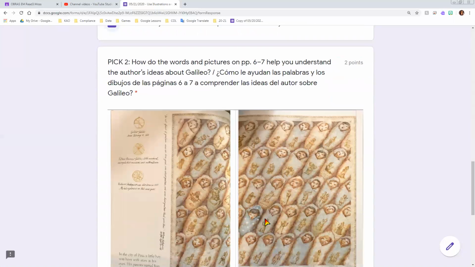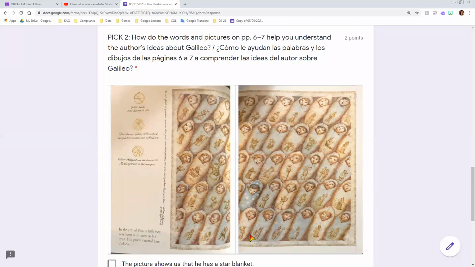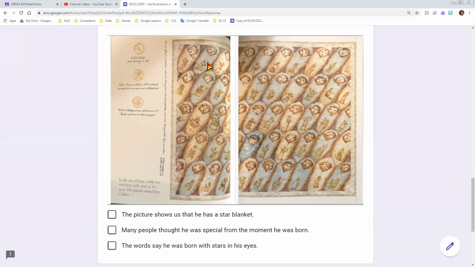Now this one you're going to do on your own. It says, how do the words and pictures on page 6 and 7 help you understand the author's idea about Galileo? So remember, we're using the pictures and the words, so you have to pick 2. It says the picture shows us that he has a star blanket. Many people thought he was special from the moment he was born. And the words say he was born with stars in his eyes.